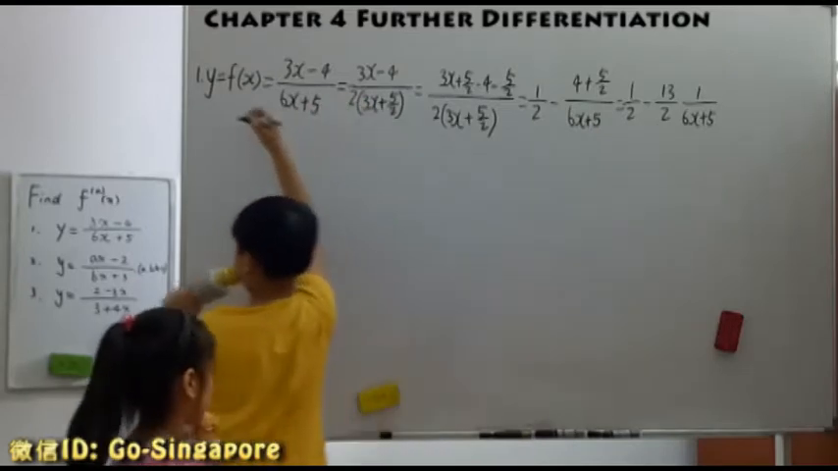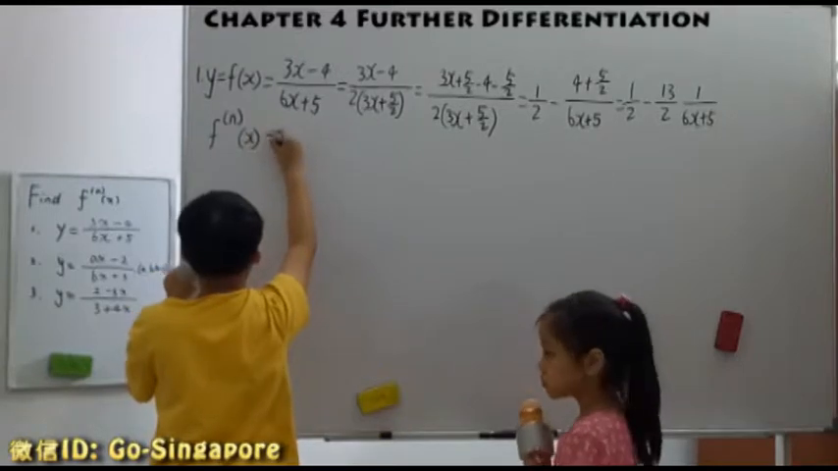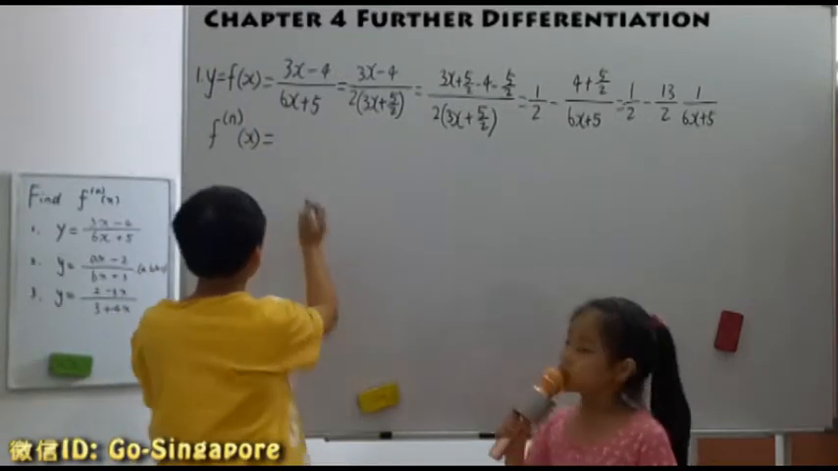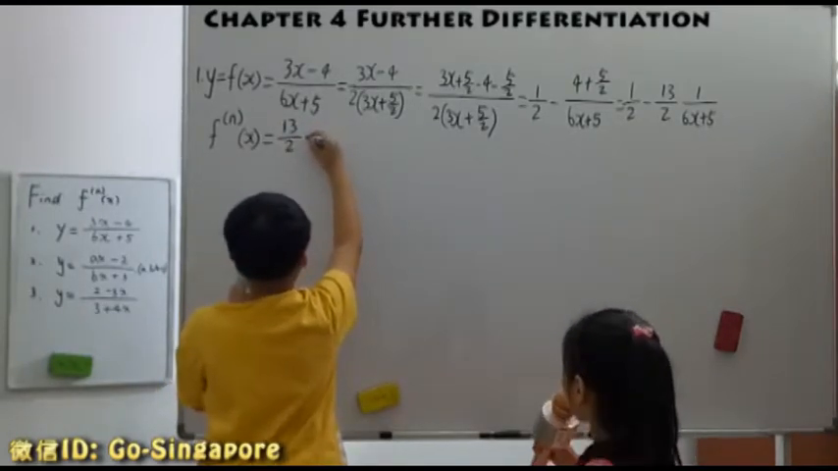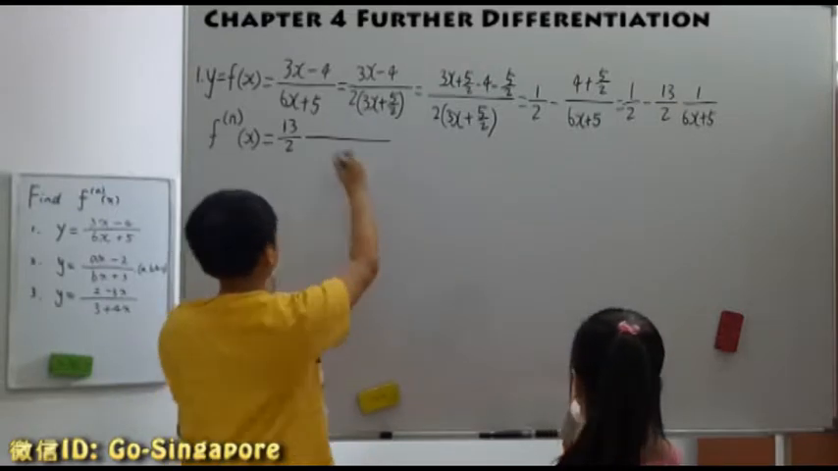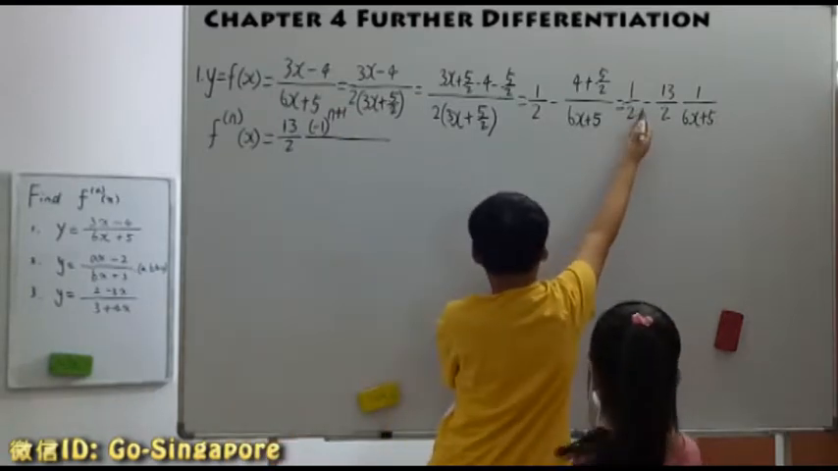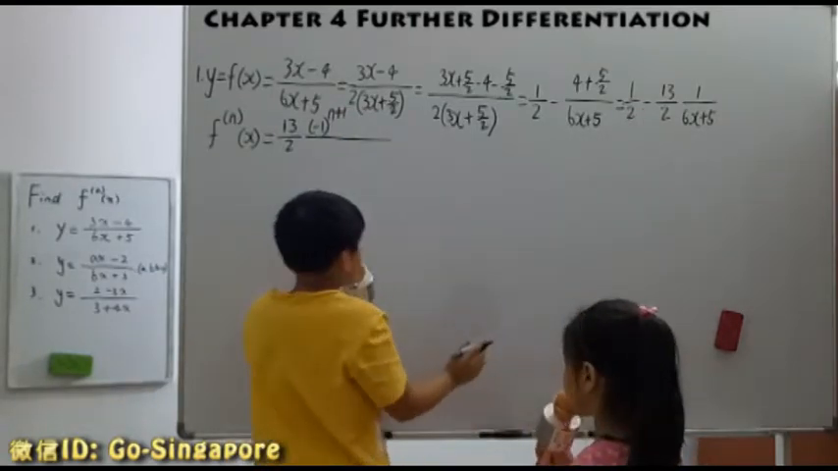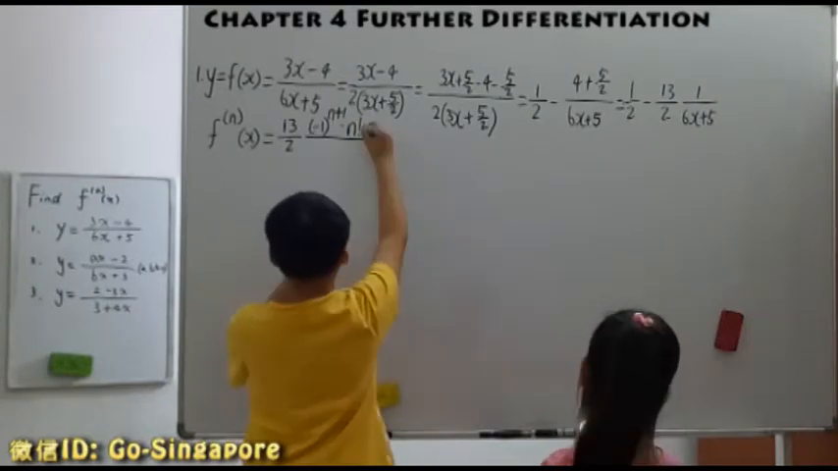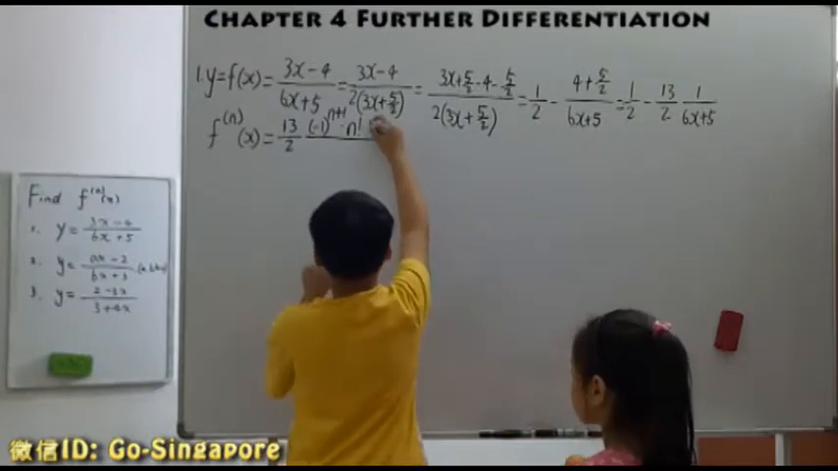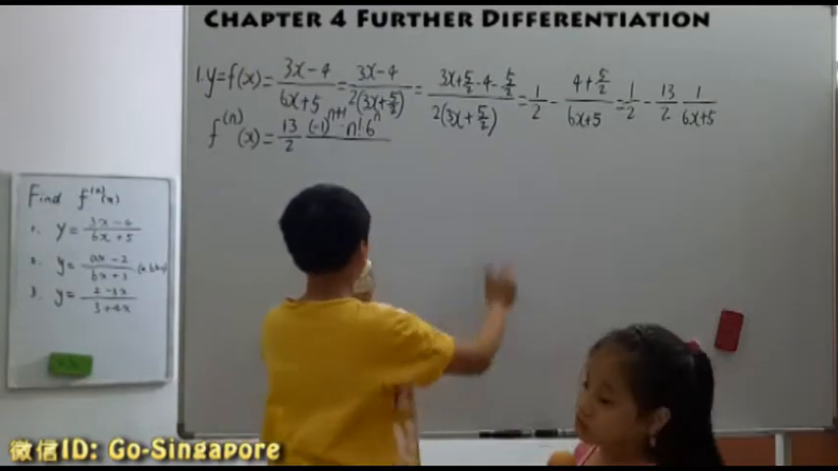Okay. And right now we can write out the nth derivative of f(x). So it is 13 over 2. There's a negative 1 at the numerator, bracket to the power of n plus 1, because there's only one negative here, right? Yes. Then over here, times, obviously there is this n factorial. Then there's the 6, 6 to the power of n. Correct? Yes. Then the denominator.